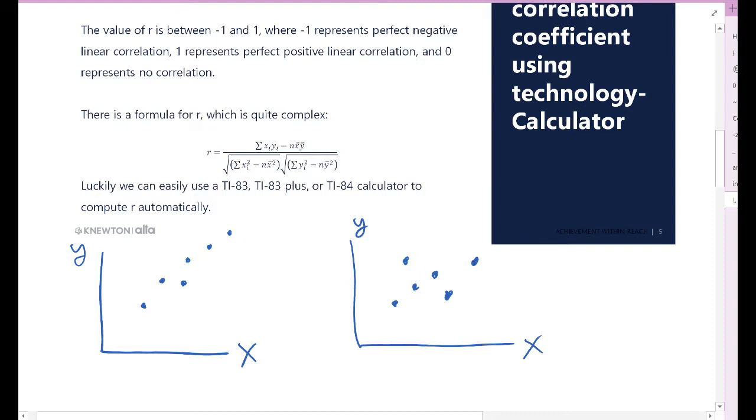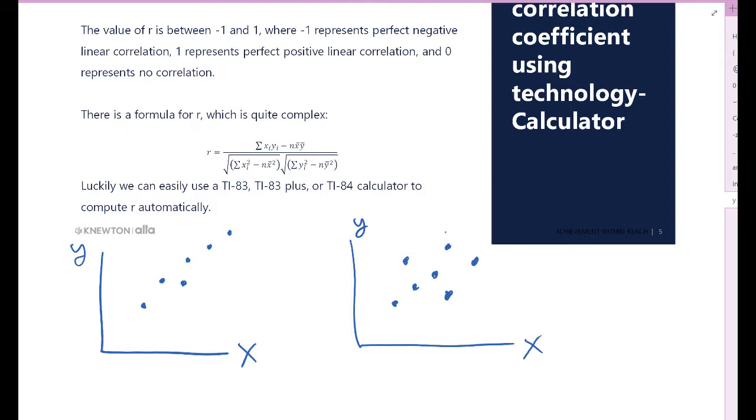The correlation is the measure of the strength of the linear relationship between your ordered pairs, your data values. The closer your data values are to being a straight line, the stronger we say the linear correlation is. So this correlation coefficient is a measure of how strong that linear relationship is between your data values.